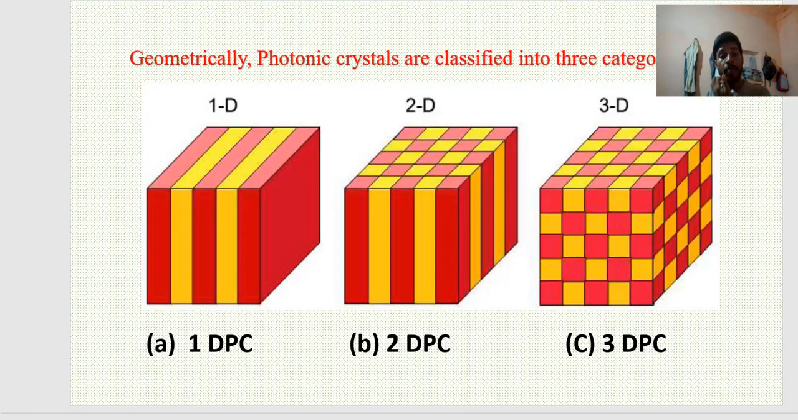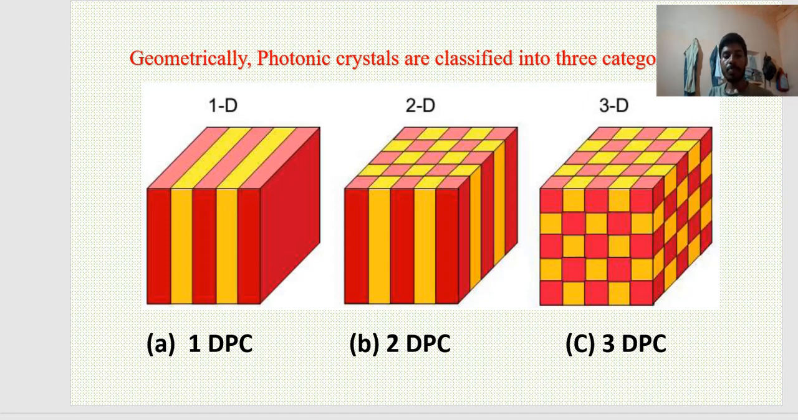Geometrically, photonic crystals are classified into three categories: one-dimensional, two-dimensional, and three-dimensional. In one-dimensional, light propagates only in one direction. In two-dimensional, it propagates in two directions, and in three-dimensional, it propagates in three dimensions. Look at these pictures; in the first figure, it is shown in red and yellow colors, red to yellow, yellow to red, so it varies periodically in one direction, higher to lower, lower to higher. In figure B, it will propagate in two directions, and in the third figure, in three directions. It is as simple as that.